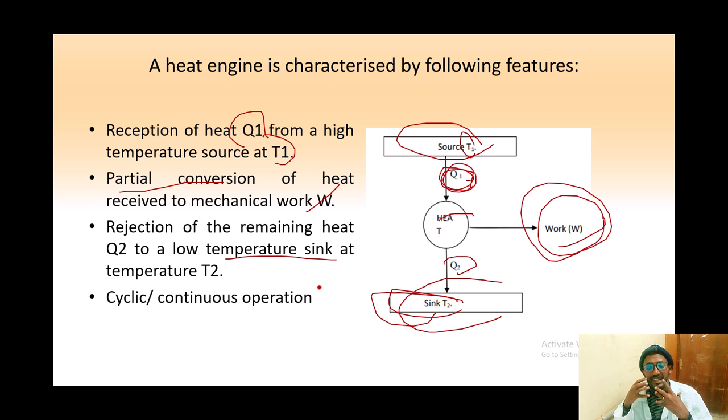This is the characteristic of the heat engine. We have heat source, we have heat sink, and we have at the same time mechanical work, which is a partial conversion of the heat from the heat source, and the rest, the rejected heat, goes to the heat sink at temperature T2.